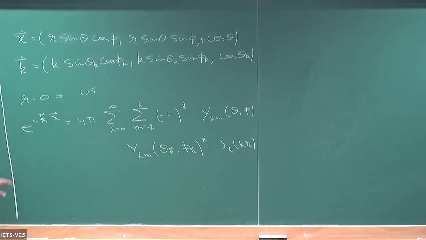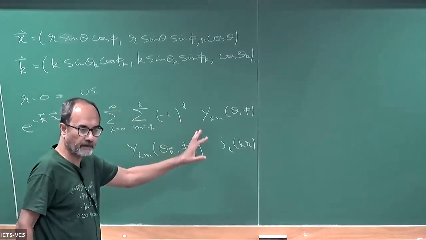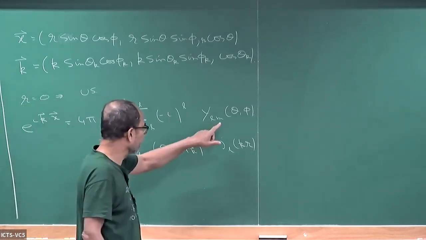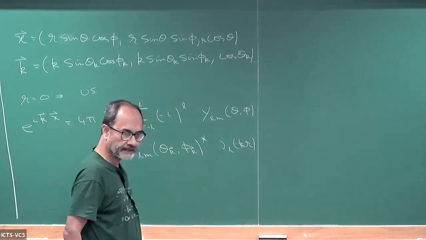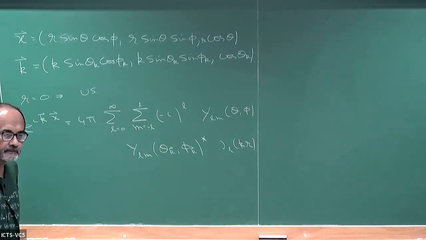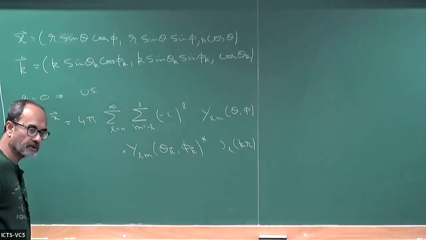So this is a function of the k vector as well as the x vector. The right hand side is also a function of the k vector and x vector, because you see theta, phi is there, theta_k, phi_k is there, k and r are there. It's multiplying Y_lm. This sum continues.